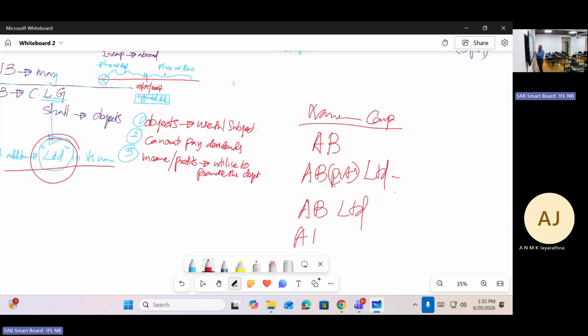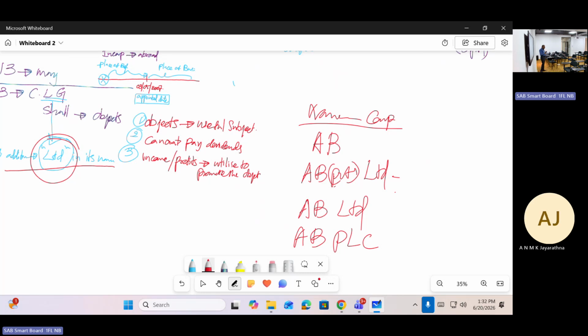AB, PLC. What is it? What's the type? Public. The part of the so public, yes. Public company. That's correct. Further, public limited. Yes, public limited.